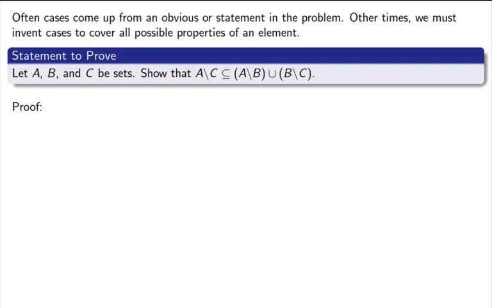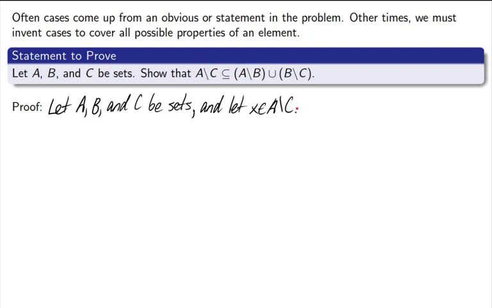Let's start off with our usual arbitrary sets. Let A, B, and C be sets. We want to show this subset, so let's let x be an arbitrary element of the smaller set. Let x be an element of A minus C. Now I want to show that x is an element of A minus B union B minus C. Let's at least write down what it means to be in A minus C. Then x is an element of A and x is not an element of C. That's what it means to be inside of a set minus set.